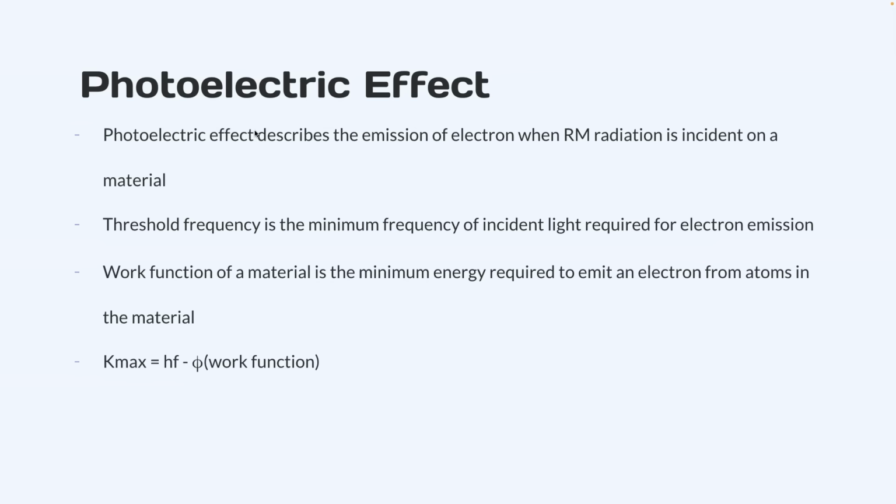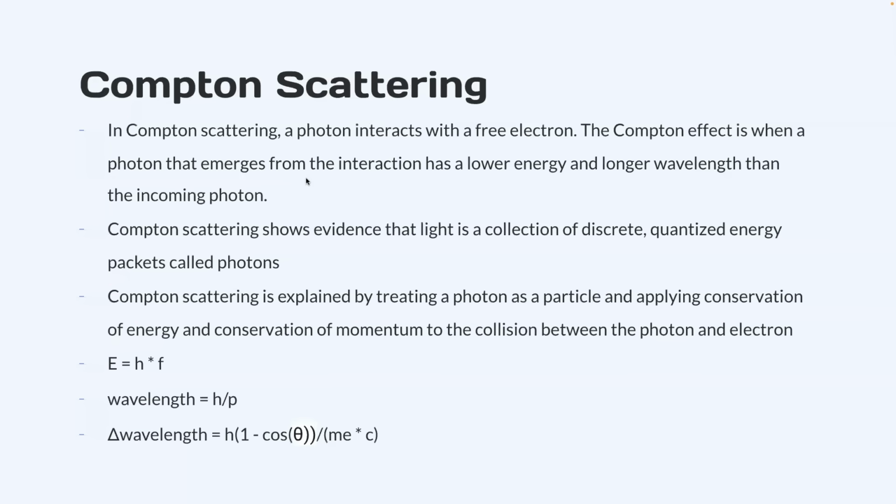And yeah, the electron will fly out. Compton scattering just refers to when a photon interacts with a free electron. The Compton effect is when the photon that emerges from the interaction has a lower energy level and a longer wavelength than the incoming photon. Compton scattering shows evidence that light is a collection of discrete quantized energy packets called photons.